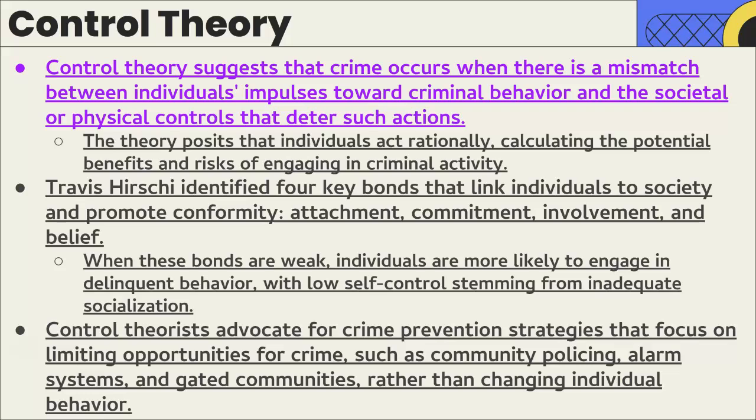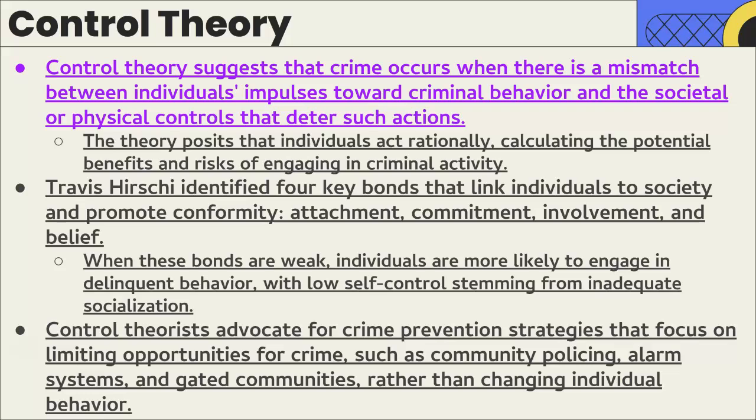Attachment refers to the emotional and social connections with people who follow conventional norms, such as peers who value school success. Commitment is the value people place on the reward of conventional activities, like a student's desire to go to college or trade school, which they risk losing if they engage in criminal behavior. And then involvement, which involves participating in conventional activities like work, school, or community events, which leaves less time for deviant behavior. And then belief is holding values that align with society's conventional norms, like believing that honesty leads to success. So when these bonds are strong, they help prevent crime by making it harder for people to break the rules or to convince themselves to break the rules.